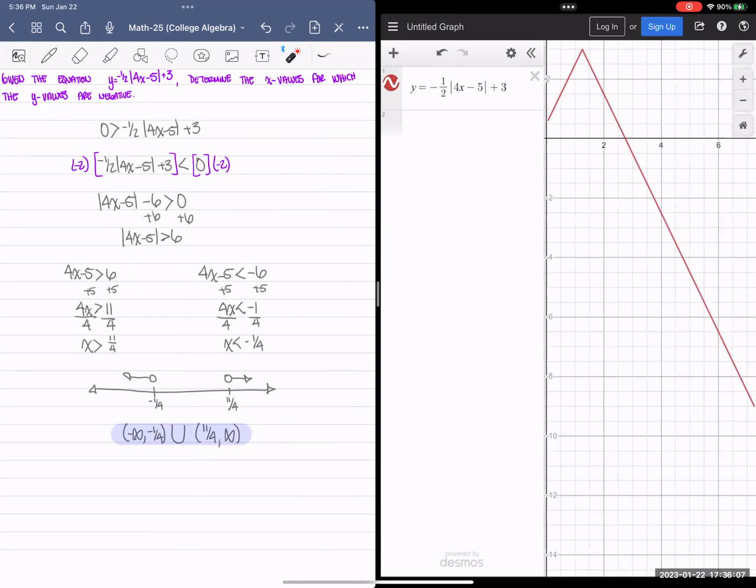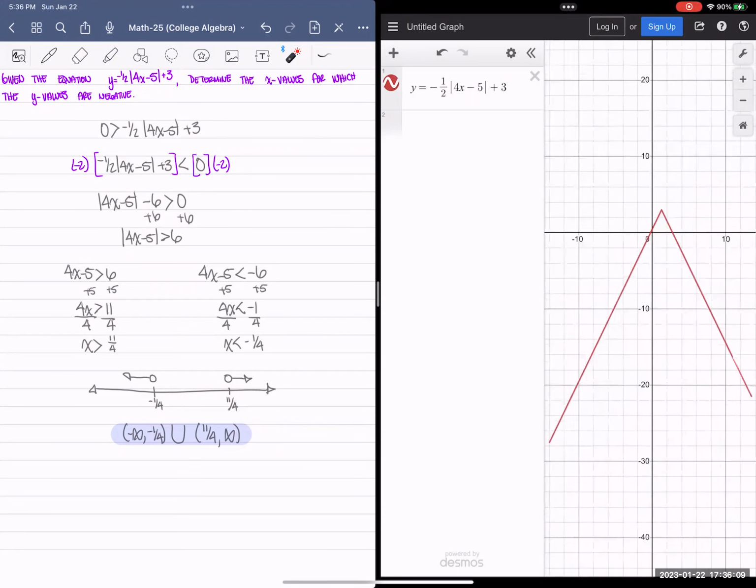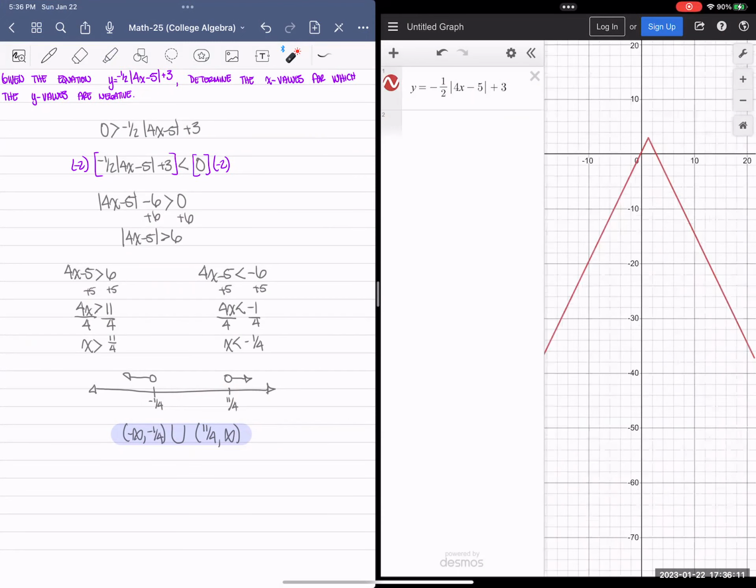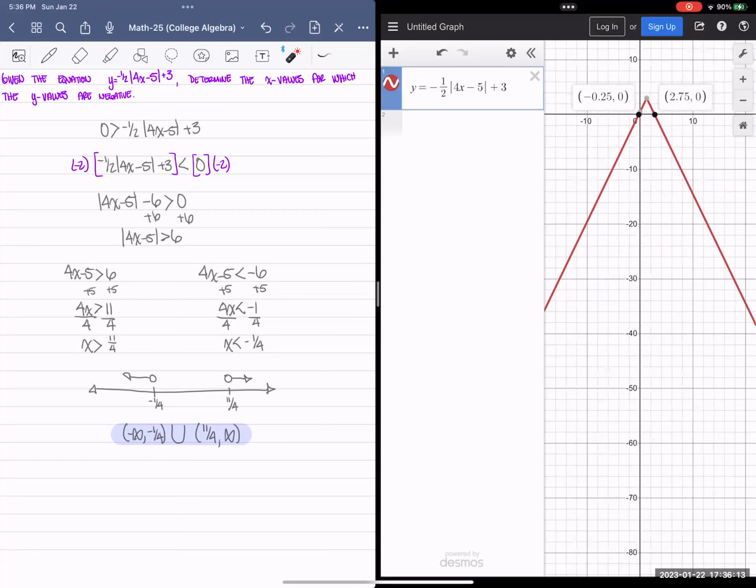We could zoom out and kind of see everything a little bit better. So really cool there. And that's how you could solve these problems using a graph.